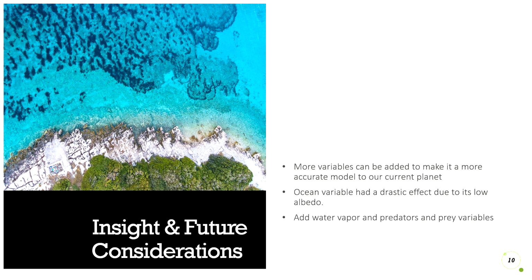In the future, a variable for water vapor can be added because through our research, we read that it also has a drastic effect on the planet's temperature. Also, exploring predator and prey variables seems like something very interesting because they affect each other's growth and the growth of the daisies as well.